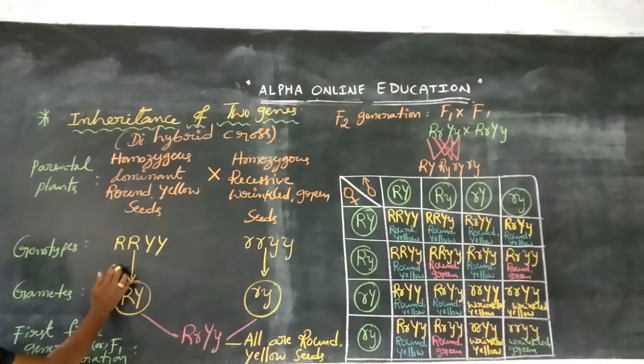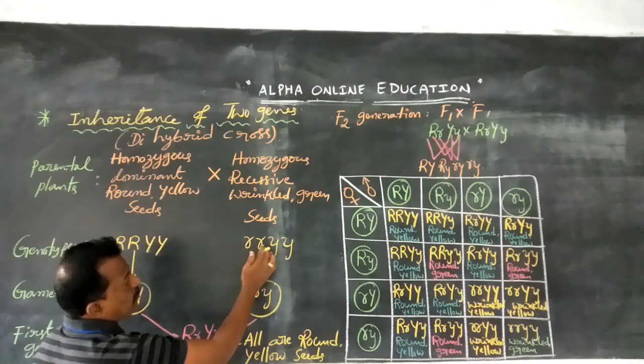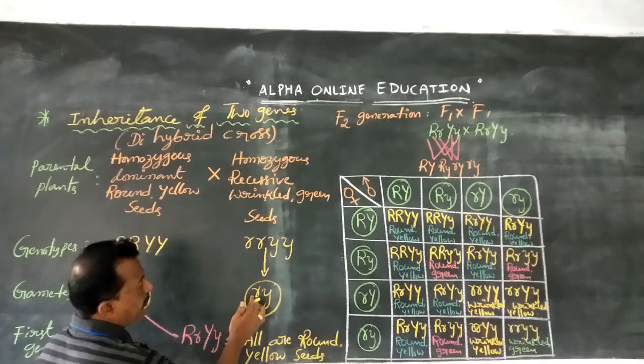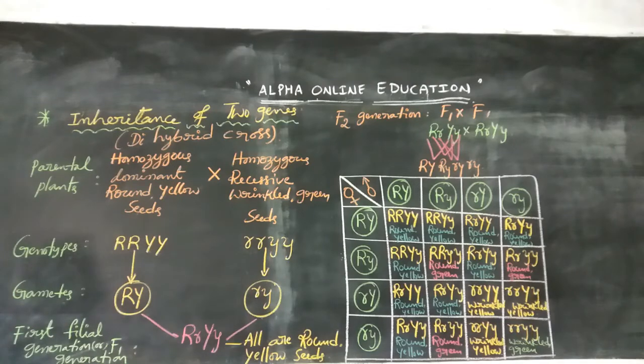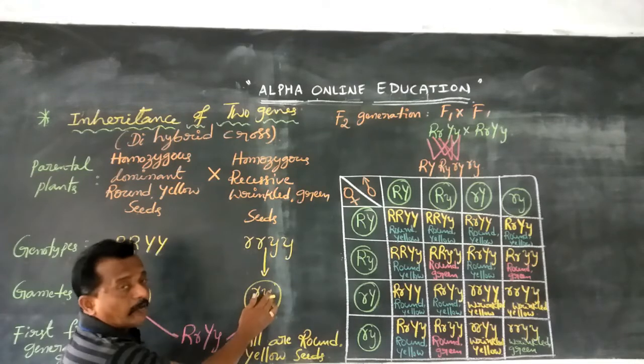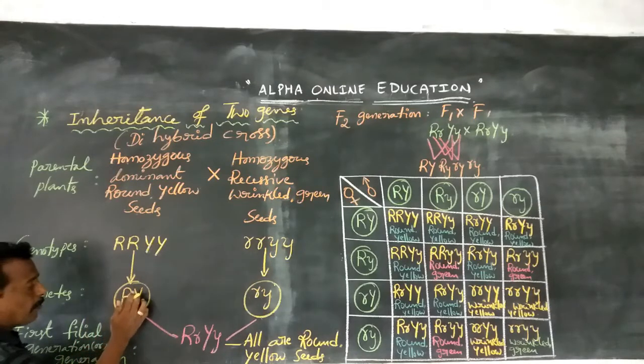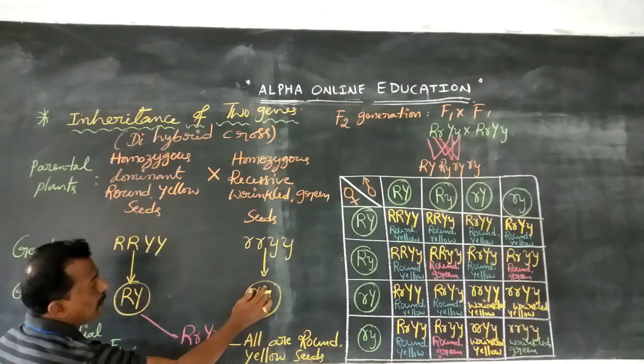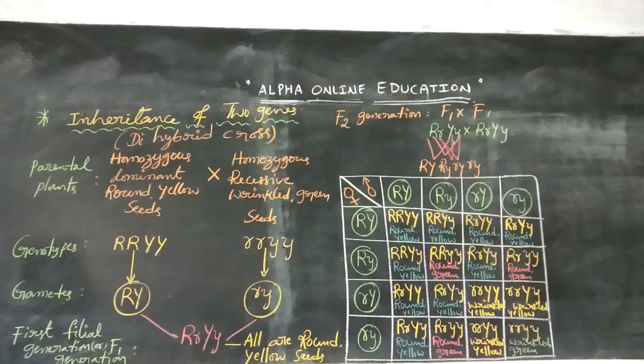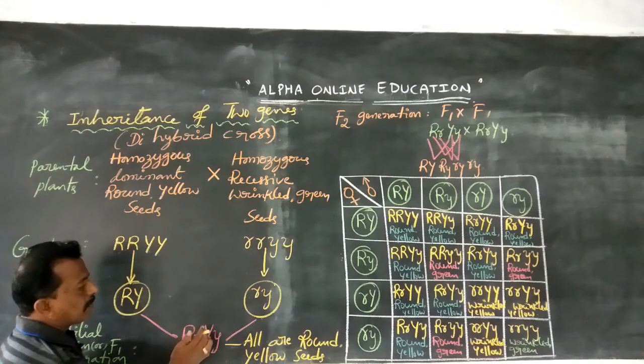The RRYY genotype carries capital R, capital Y gametes. The small r, small y genotype carries small r, small y gametes. Now, capital R, capital Y acts as the male gamete, and small r, small y acts as the female gamete. So the capital R, capital Y gamete fuses with the small r, small y gamete, and the result is the first filial generation, or F1 generation, that is capital R, small r, capital Y, small y.